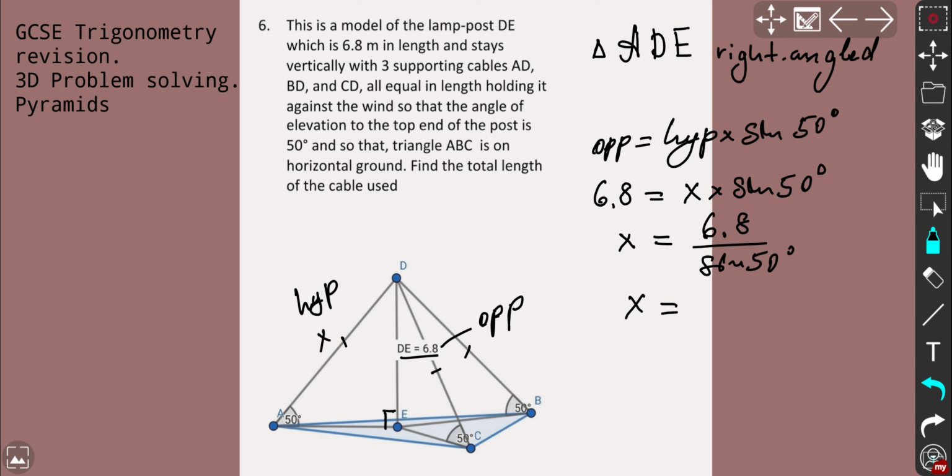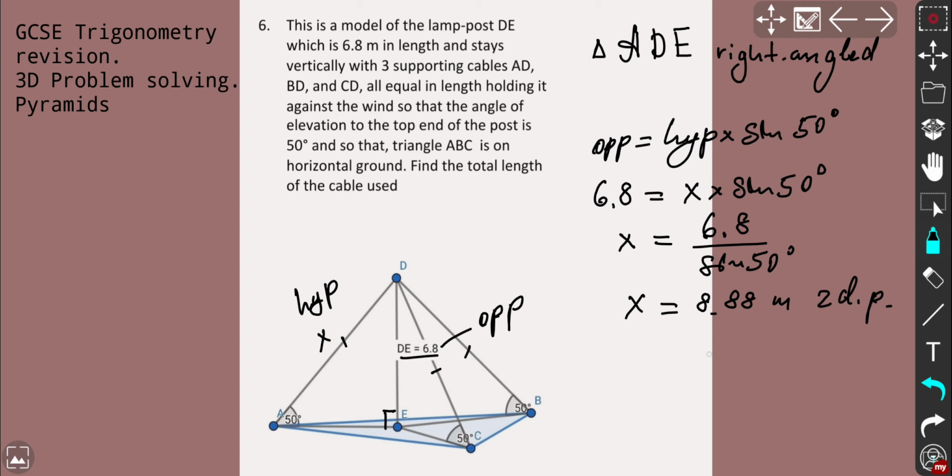So going back, we calculate 6.8 over sine 50. Make sure you have degree mode on your calculator. And here we go. We've got the value 8.88 meters to 2 decimal places. Okay, so that's the length of one cable.